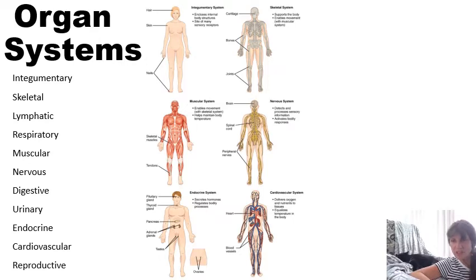When organs function together to have a specific purpose, that's what creates an organ system. There are 11 organ systems in the human body. This slide has 6 of those organ systems pictured. Make sure you are very familiar with each of the organ systems, the organs found within those systems, and the function of that system.